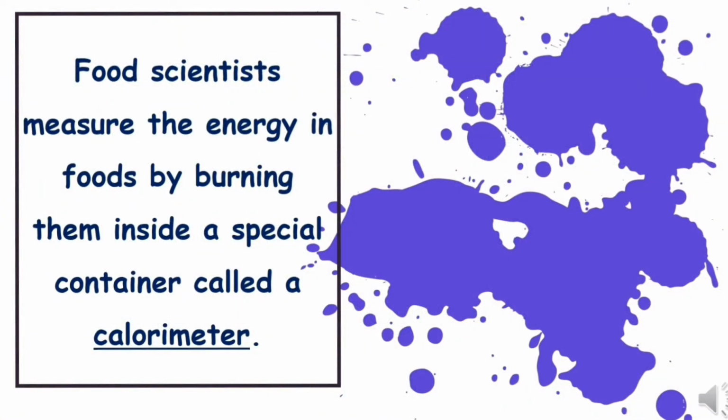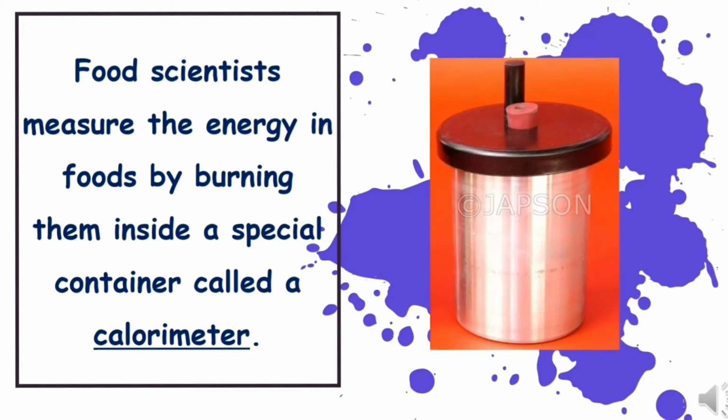Food scientists measure the energy in foods by burning them inside a special container called a calorimeter. You can see a picture here, it looks like a cup with a lid, right? But this is actually called a calorimeter. They burn the food inside to know how much energy it contains.